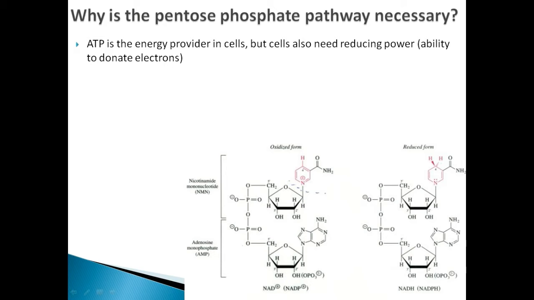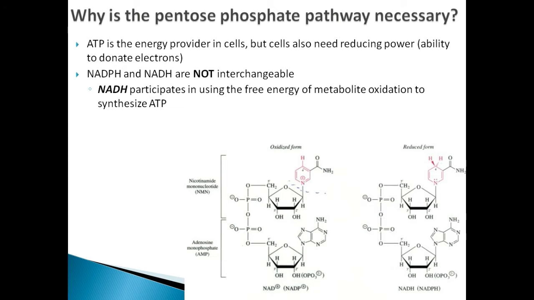So ATP of course is the energy provider for cells. So ATP will provide the energy for most of the reactions where energy is required for biosynthesis. But cells also need reducing power. In other words, it also needs electrons that can be donated onto a specific product during biosynthesis. NADPH and NADH are not interchangeable for these purposes.